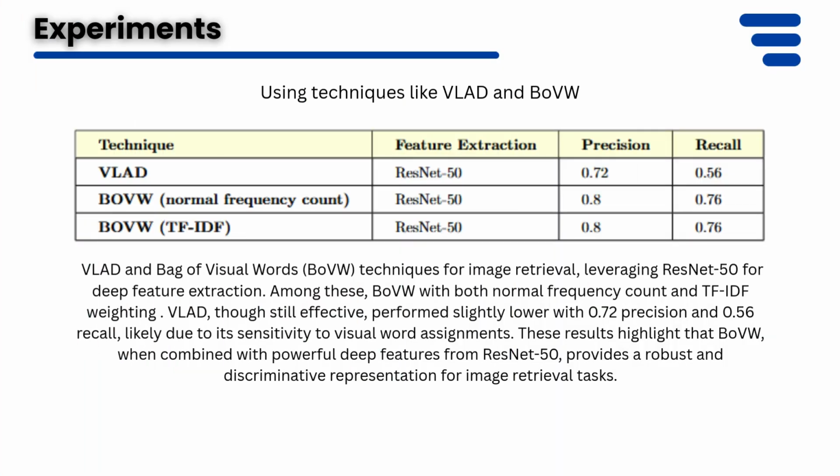In our experiments, we also used techniques like VLAD and bag of visual words. We extracted deep features using ResNet-50 and evaluated three methods. One was VLAD and the other two were bag of visual words using two kinds of frequency. One was normal count and the other was TF-IDF. The results show that BOVW outperformed VLAD, and the results are on your screen.